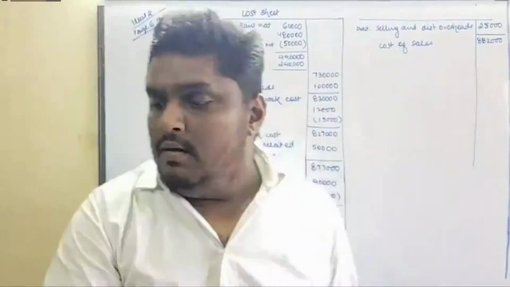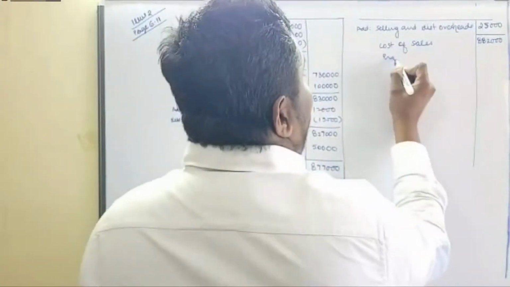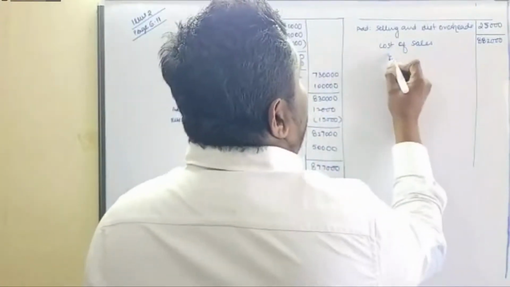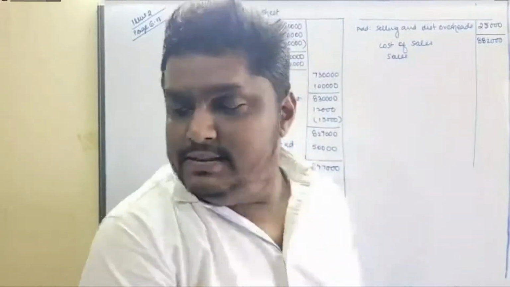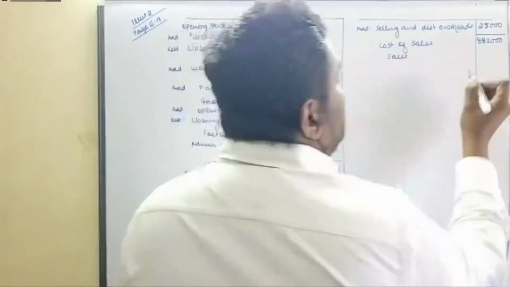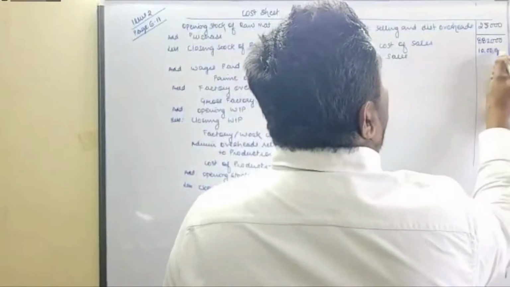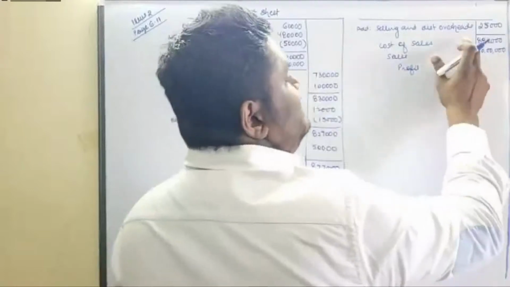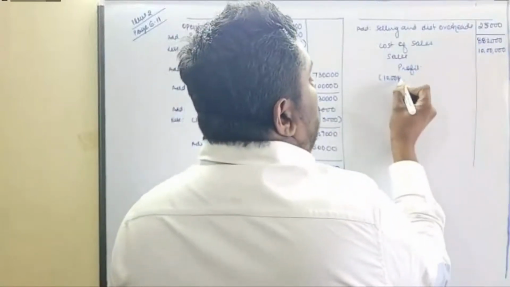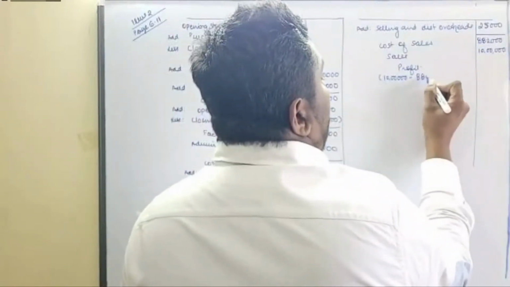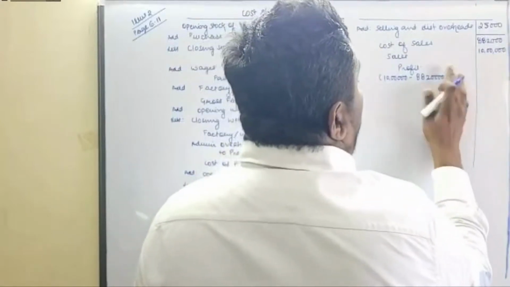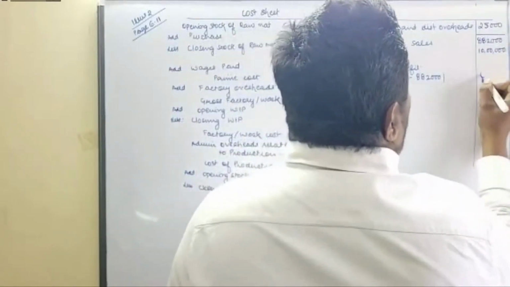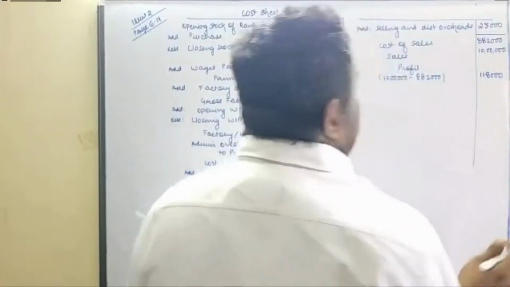Further, let me check what else is given in the question. Here the total sales figure is given. So if we write sales here also, the total sales is how much? 10 lakh. So my profit will be 10 lakh minus 8,82,000, which is 1,18,000. This will be my profit.